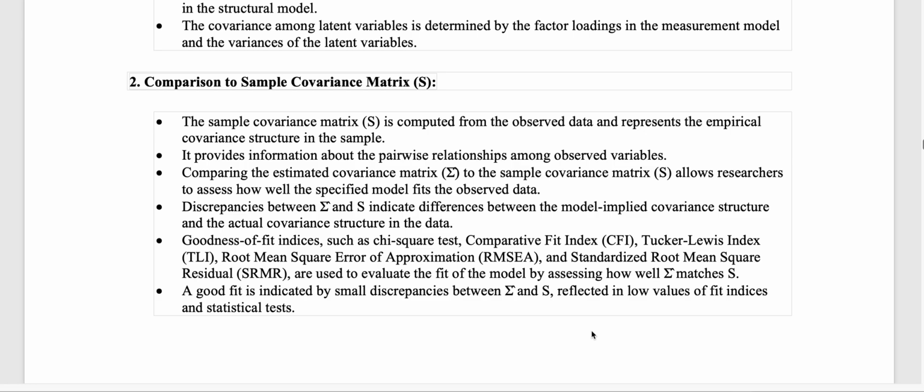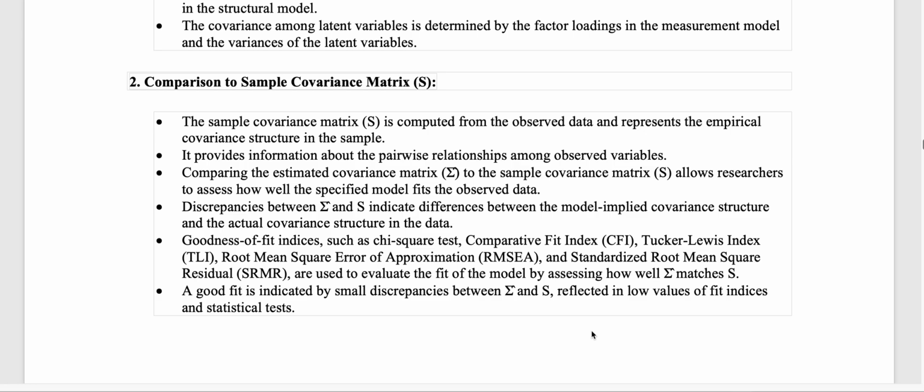Discrepancies between sigma and S indicate differences between the model-implied covariance structure and the actual covariance structure in the data. Goodness of fit indices such as the chi-square test, the comparative fit index, the Tucker-Lewis index (TLI), the root mean square error of approximation, which we call RMSEA, and the standardized root mean square residual (SRMR) are used to evaluate the fit of the model by assessing how well sigma matches S.